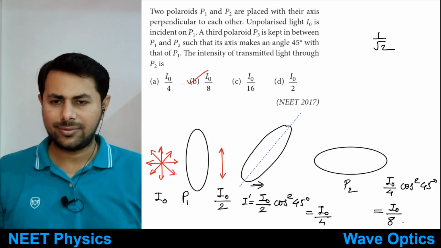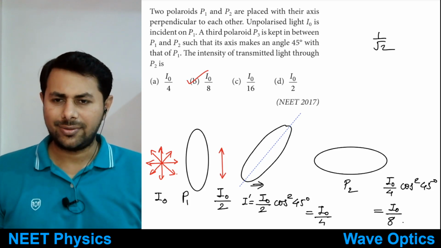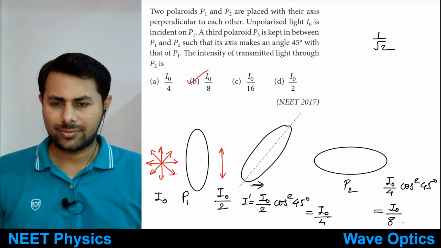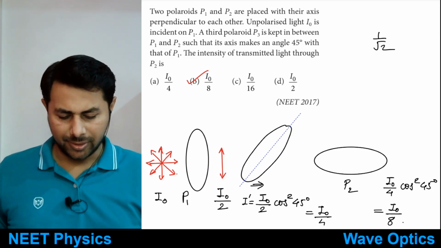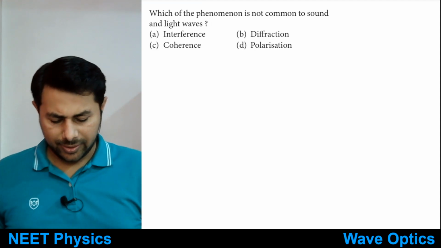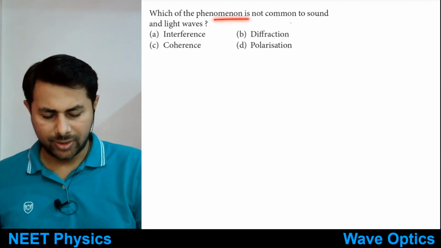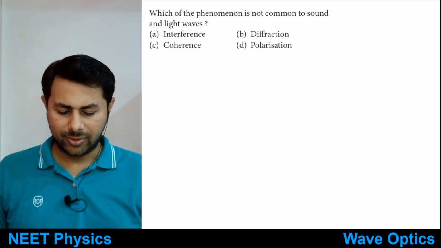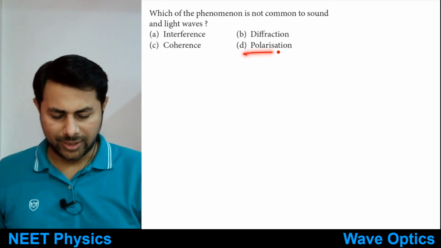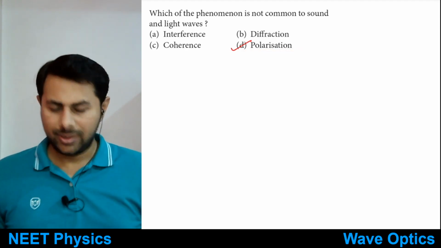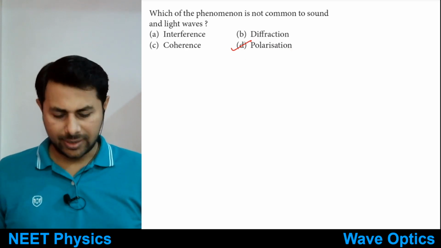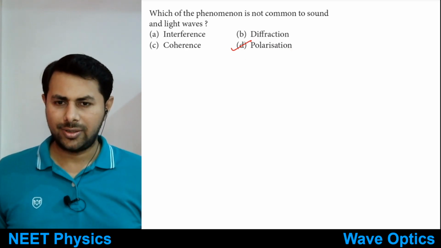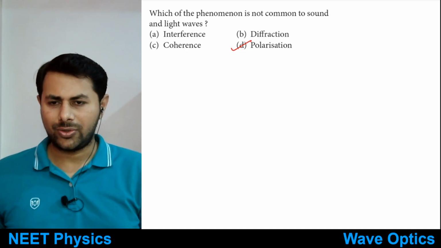This is clear, very simple, right? Good. Let's see the next one. Which of the phenomena is not common to sound and light waves? Interference, diffraction, coherence, polarization. It's option D, polarization. Polarization can happen with transverse waves only. It cannot happen for longitudinal waves.